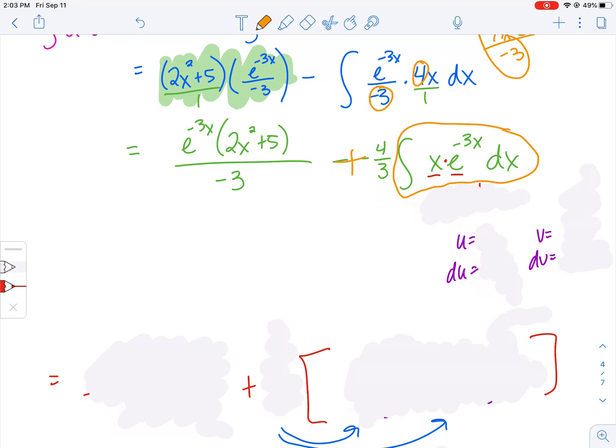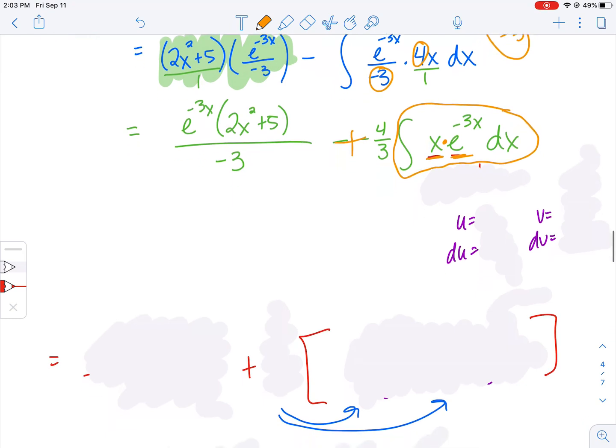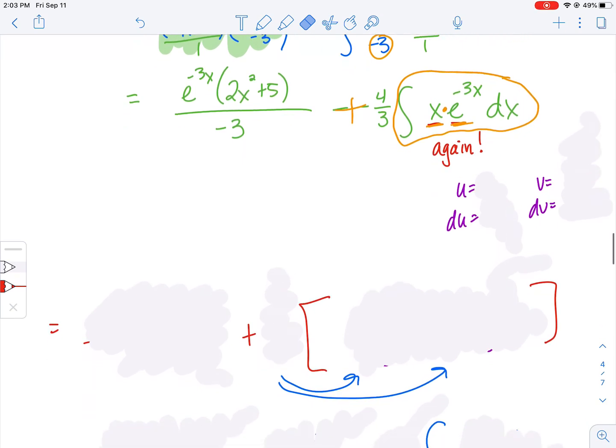Did you notice anything? I have an x, that's a variable, times an e to the negative 3x. That's another expression with a variable. Do you notice that this is a product rule? But we were saying all along that there is no such thing as product rule. So what do you think that means? Yep, we got to do integration by parts again, 2 times in the same problem.